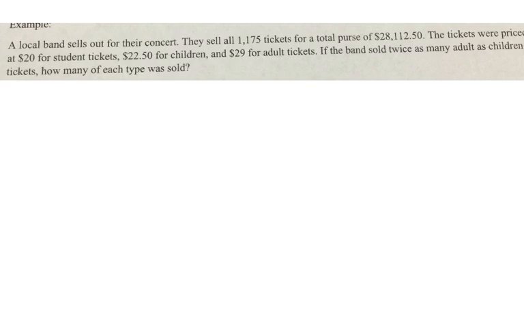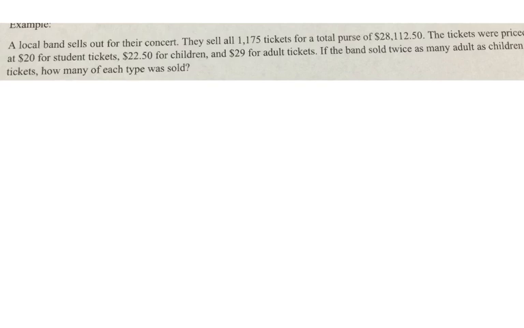It says a local band sells out for their concert. There are 1,175 tickets total. And their total purse, the money they make, is $28,112.50. The tickets are priced $20 for all students, $22.50 for children, $29 for adults. If the band sold twice as many adults as children tickets, how many of each type was sold?